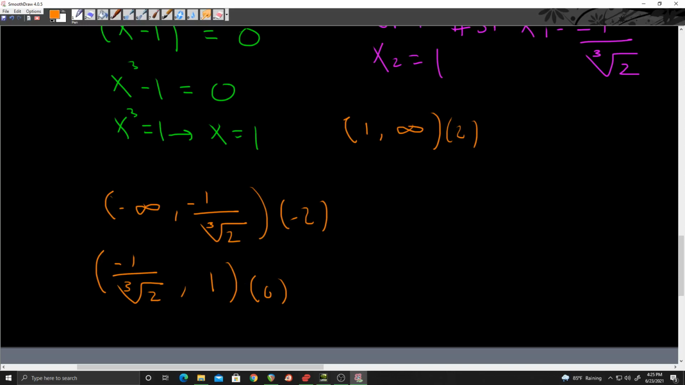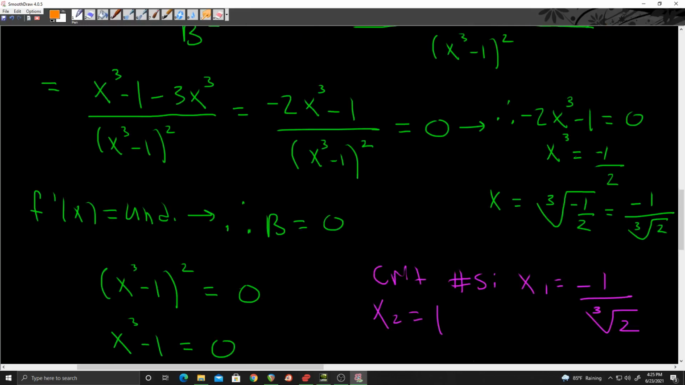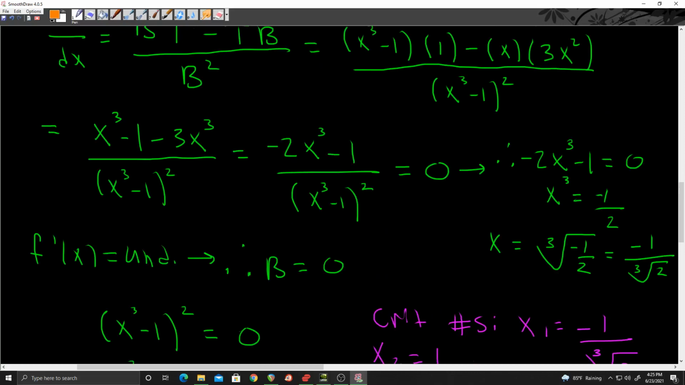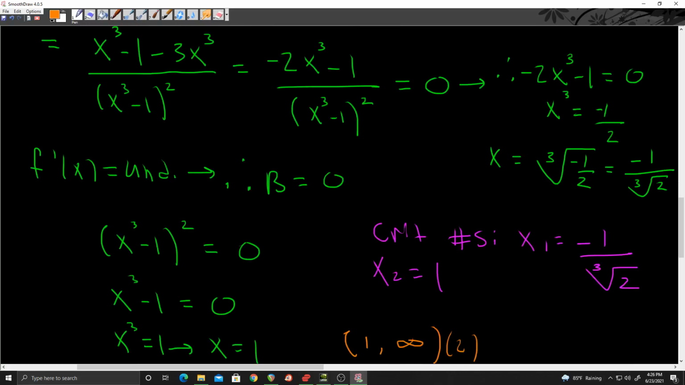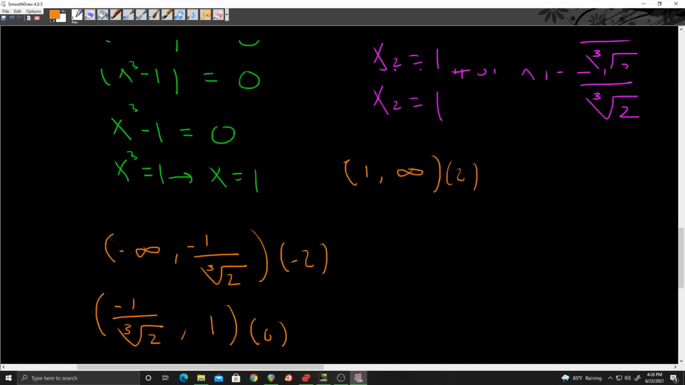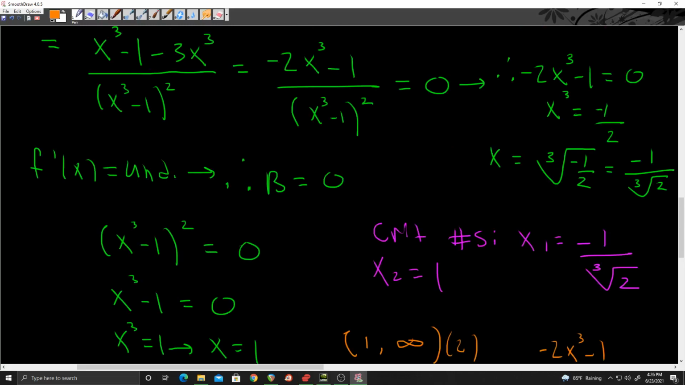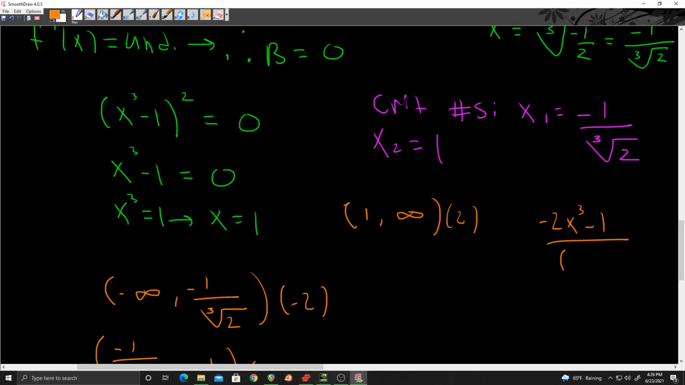All right. So now, where is our derivative? Our derivative is right here. Okay. So we have to plug into this. I'm going to write it down here again. Negative 2x cubed minus 1 over x cubed minus 1 squared.